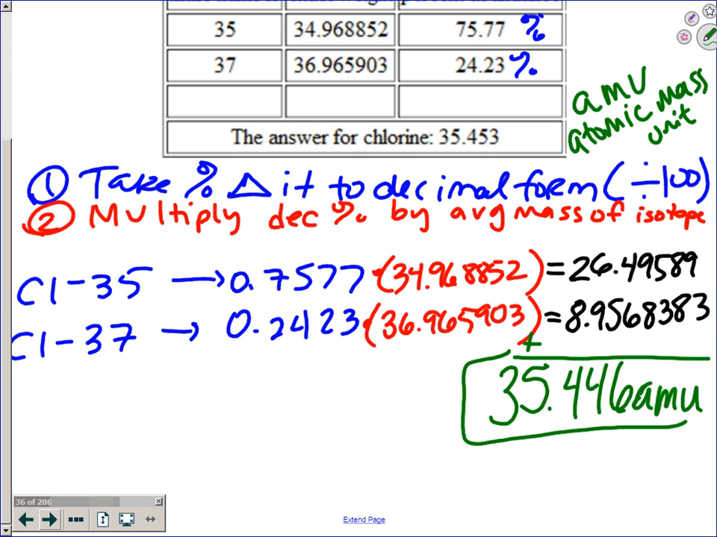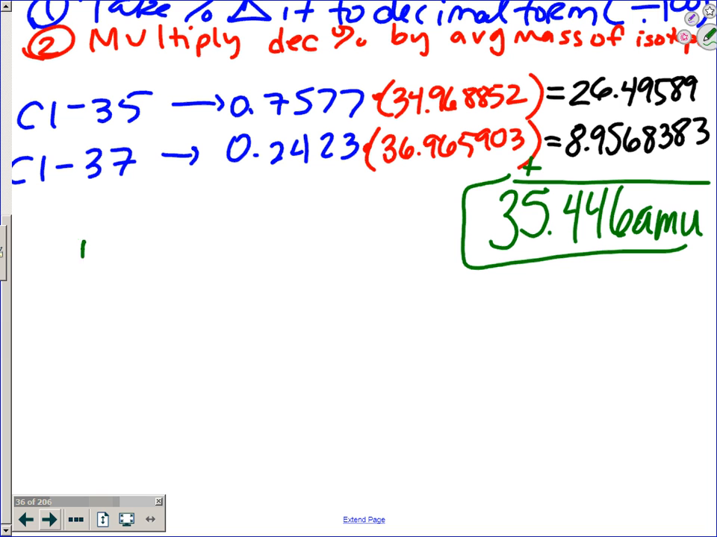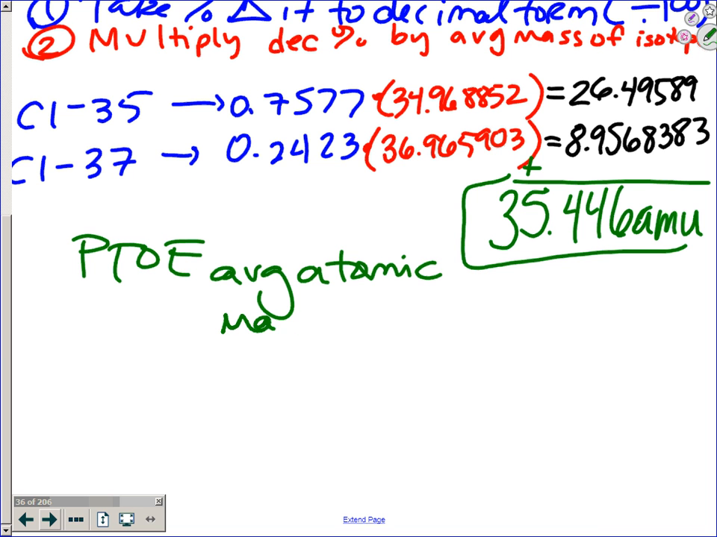All right, so everybody find chlorine on their periodic table. And every single thing on the periodic table is listed as average atomic mass. First off, is there an atom of chlorine that weighs 35.446? No, there's no single atom of chlorine that actually weighs this.